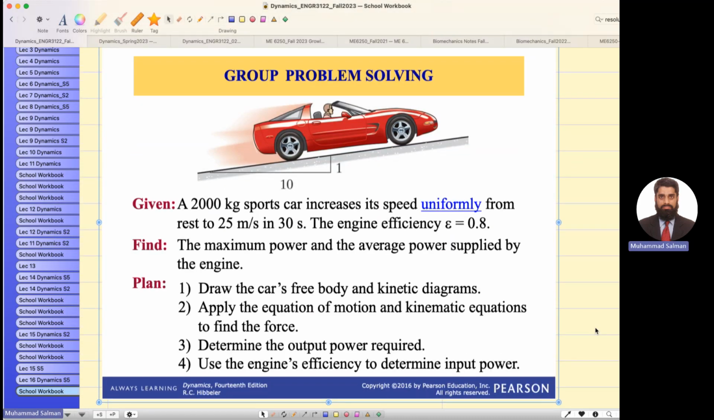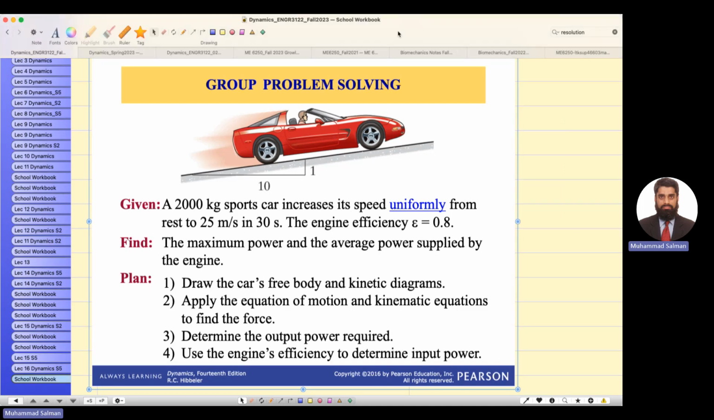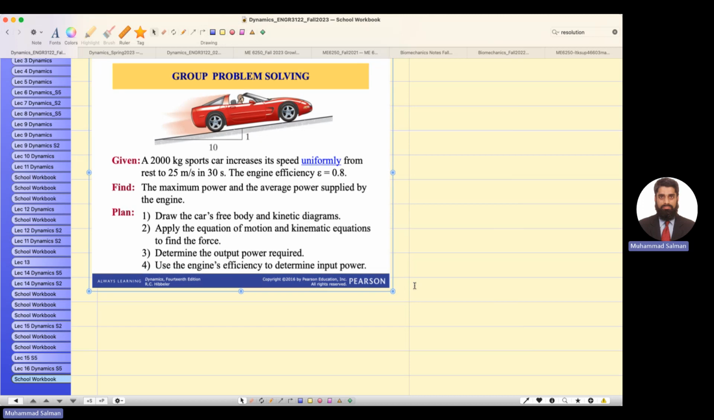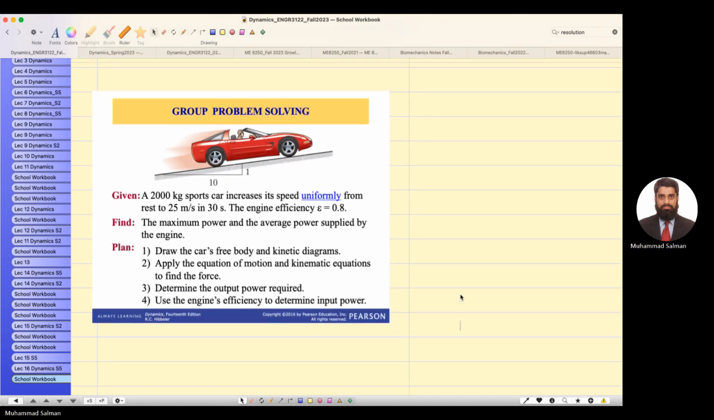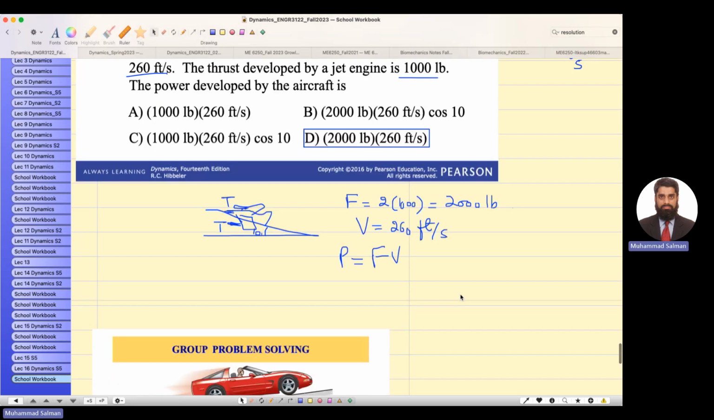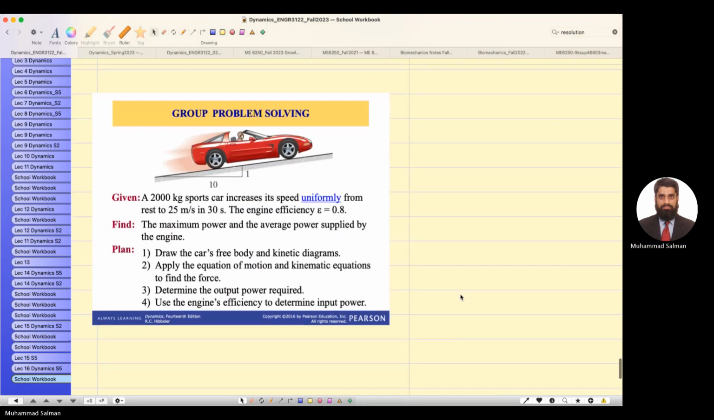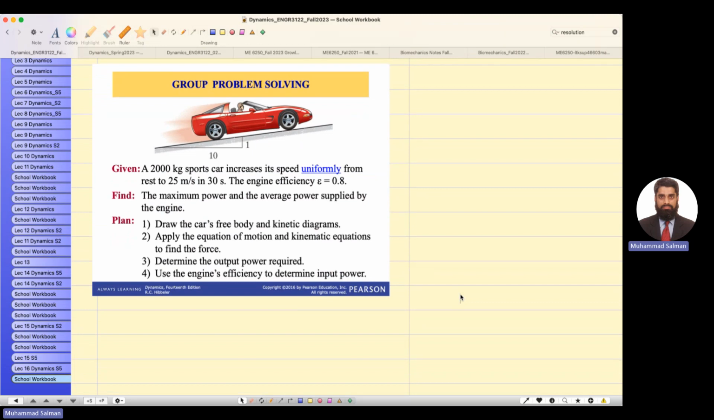Draw this diagram. You don't have to draw the full car. You can just draw a block of mass going on an inclined surface. Like this block, you see this block? Okay. Now a 2000 kilogram sports car. That's a sports car, and it is 2 tons.